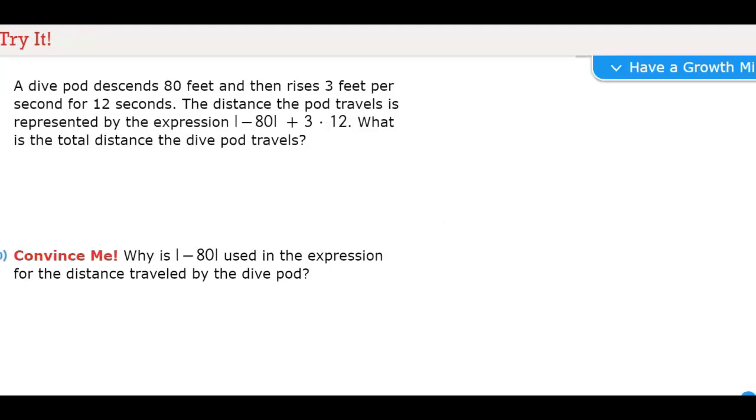A dive pod descends 80 feet and then rises 3 feet per second for 12 seconds. The distance the pod travels is represented by the expression, the absolute value of -80 plus 3 times 12. What is the total distance the dive pod travels?